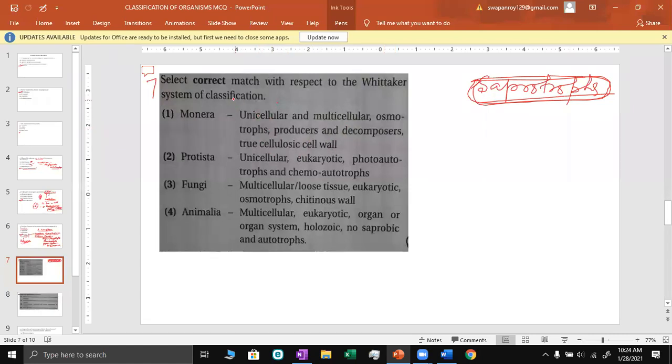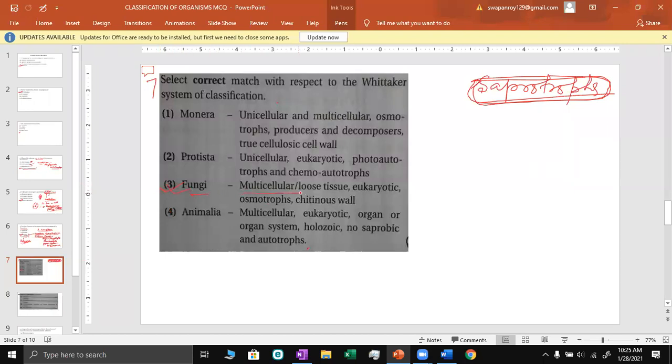Monera, select the correct match. Protista, unicellular, eukaryotic, photoautotrophs and chemoautotrophs. Fungi is multicellular, loose tissue, eukaryotic, osmotroph, chitinous wall. Animalia, multicellular, eukaryotic, organ or organ system, holozoic, no saprobic and autotrophs. Which one is correct? Most correct. So number three, yes, this one is the most correct one.